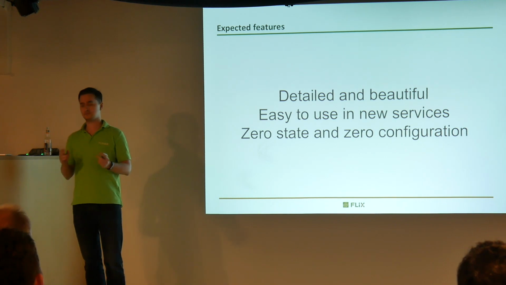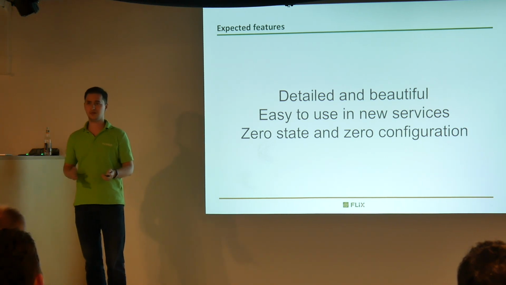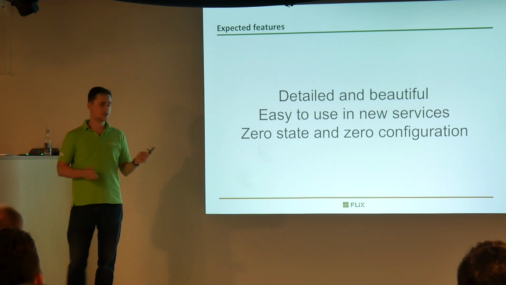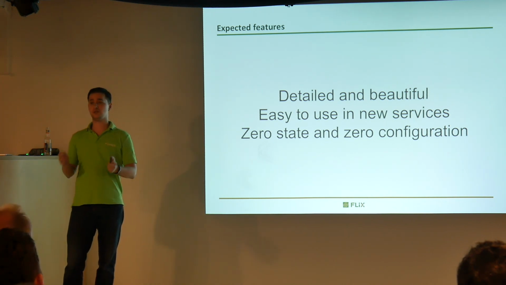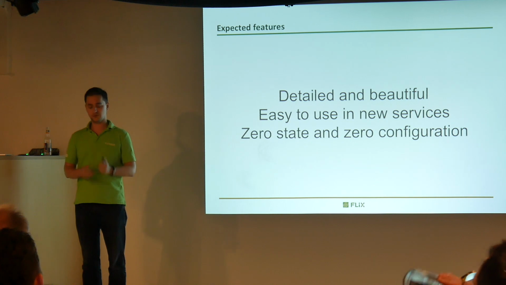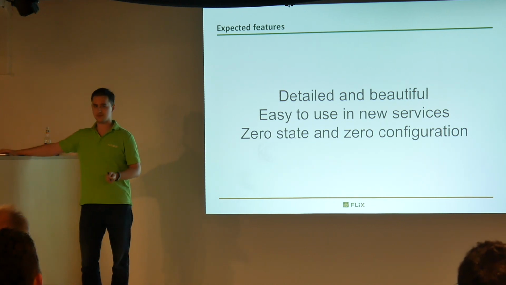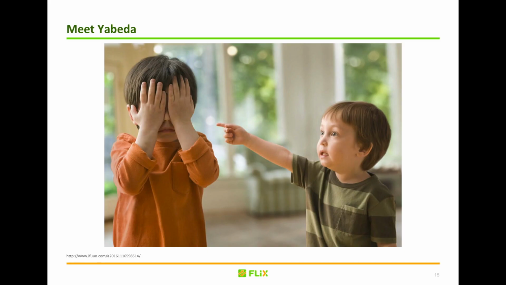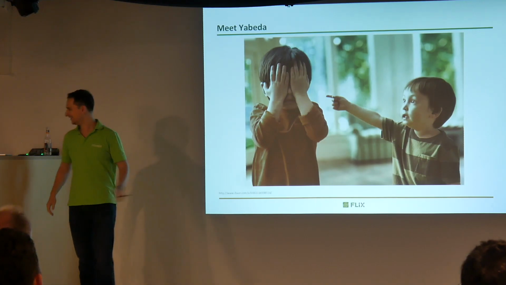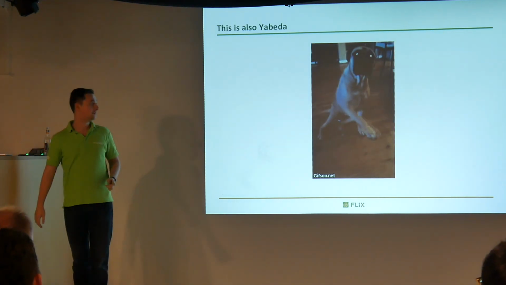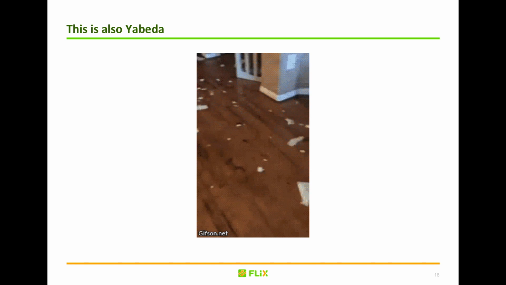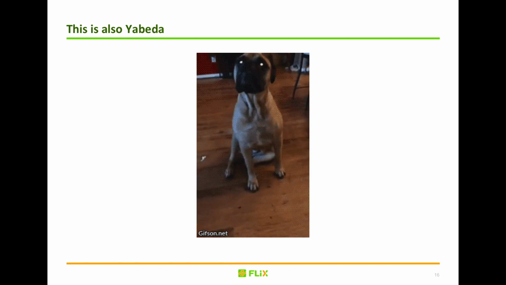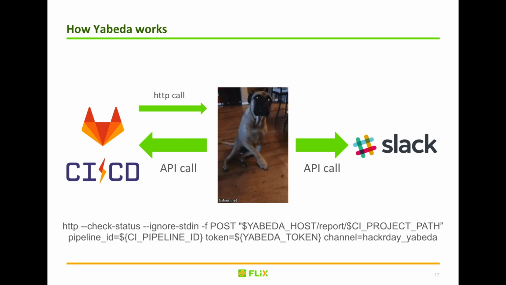And third thing is zero state and zero configuration, which relates to easy to use in new services: you don't need to know how to configure this thing to make it work properly. And what we had in result was a service called Yabida. Yabida is a Russian word, meaning this kid, the one in green t-shirt. If you did something bad, he'll point at you.